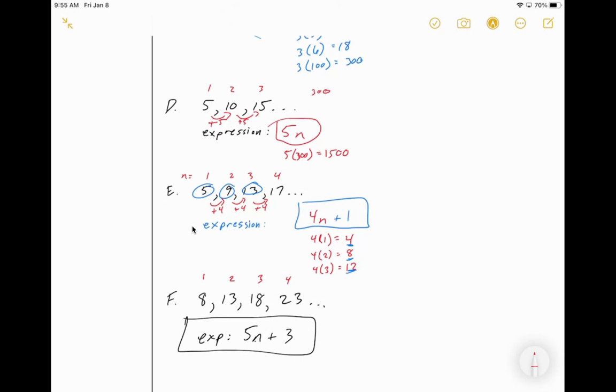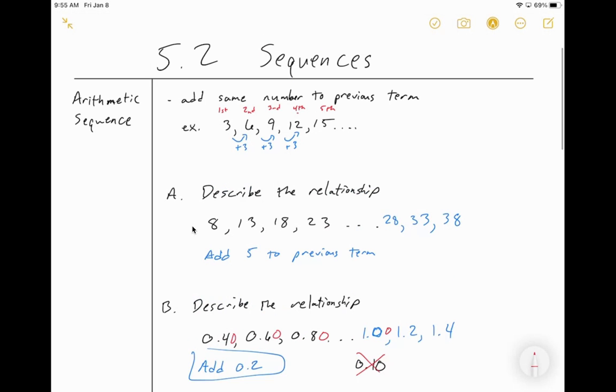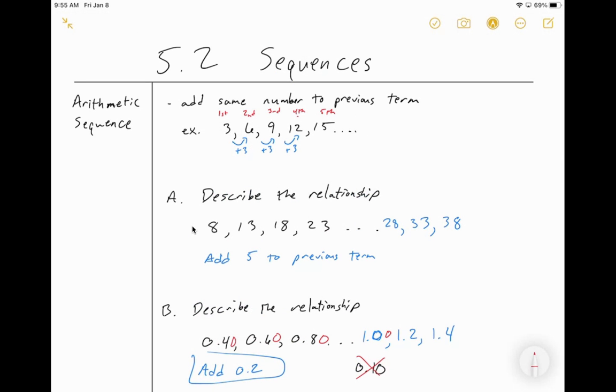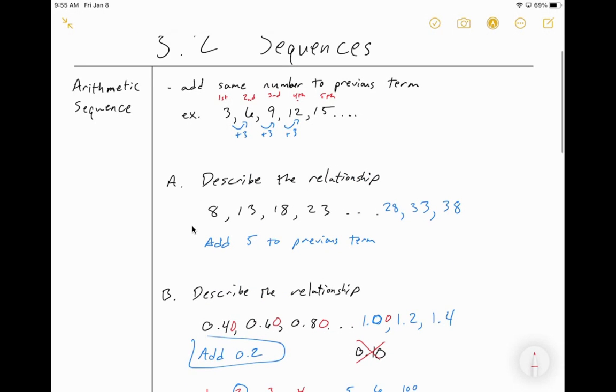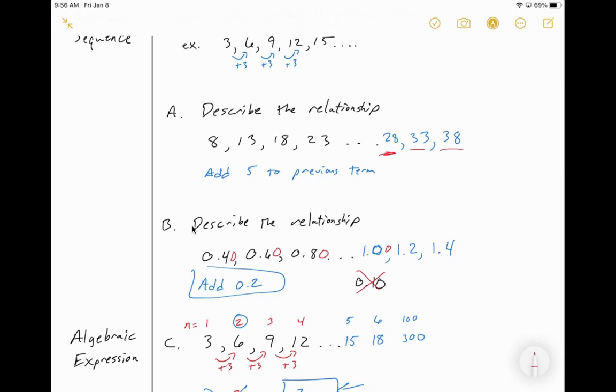Okay, so let's recap a little bit. Again, an arithmetic sequence is just when you add the same number over and over again. To describe the relationship, you just add that number to the previous term, and you need to be able to write out the next 3 numbers in the sequence. Make sure you do your math correctly, okay? It's just adding, so when it comes up on a quiz, take your time, do it right.